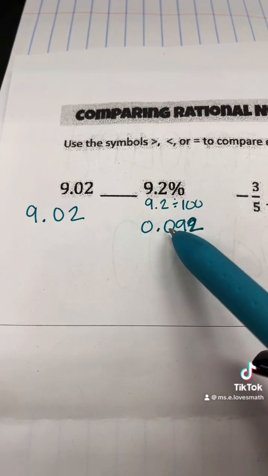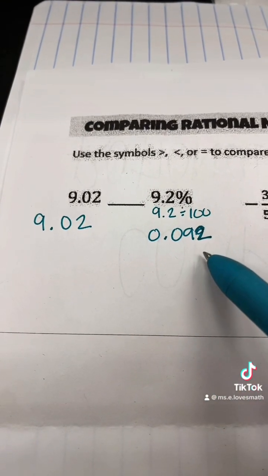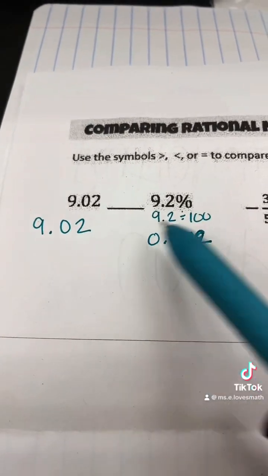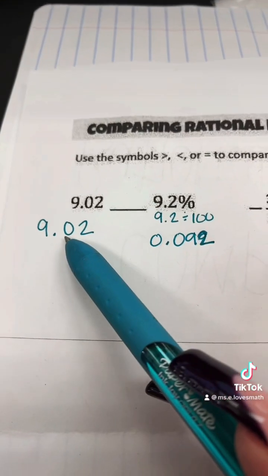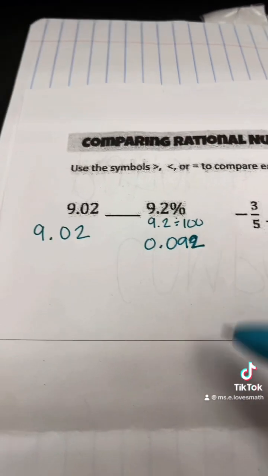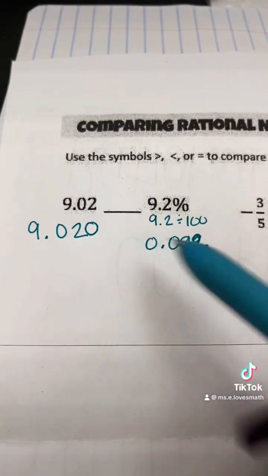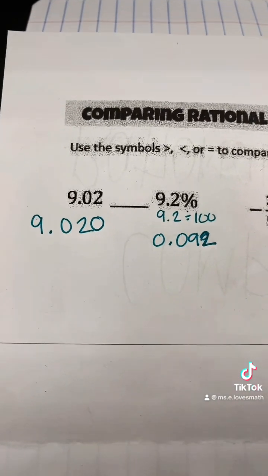We get 0.092. Before we can compare, it is always good to have the same amount of digits after the decimal point. As you can see here, we only have 2, and over here we have 3. You can put a 0 at the end of this decimal, so now we are ready to compare.